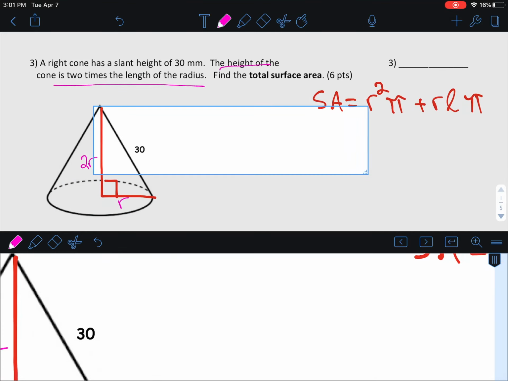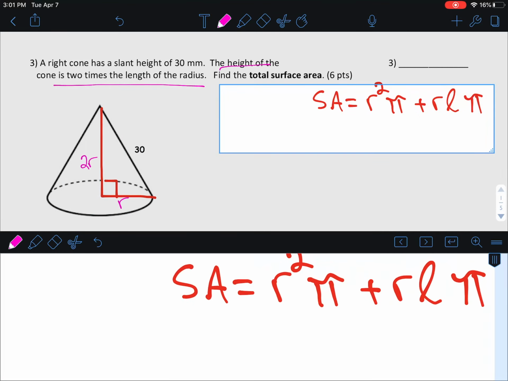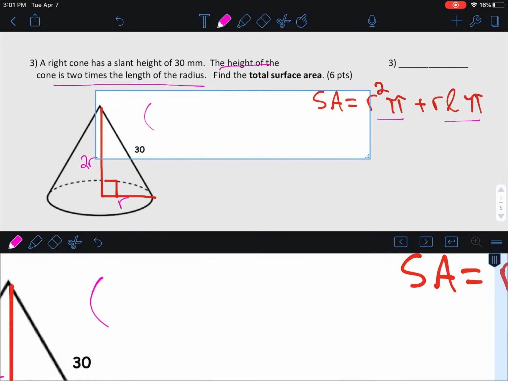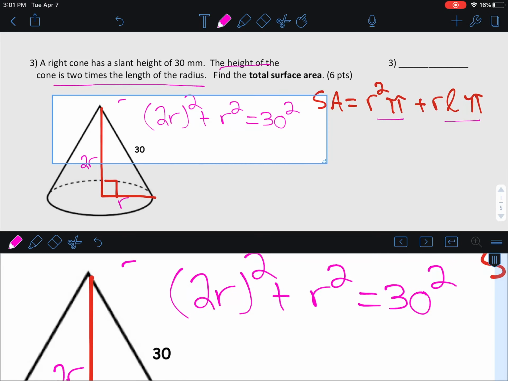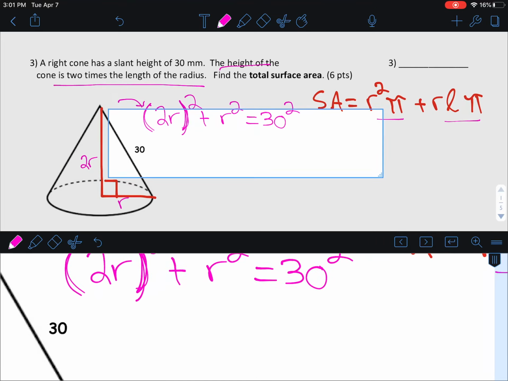What you need to do is figure out what the radius is, and then you can plug it into the formula. In order to find the radius, this was the biggest mistake. You use the Pythagorean theorem here. So (2r) squared plus r squared equals 30 squared. Hopefully you recognize what was wrong. A lot of you forgot your parentheses here, and you just kept it 2r squared, and then you got 3r squared.